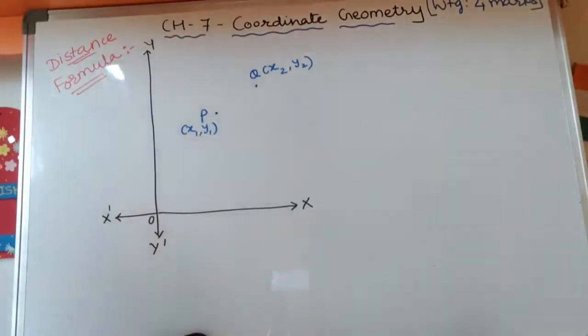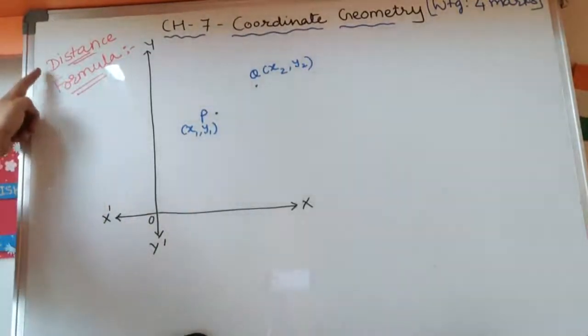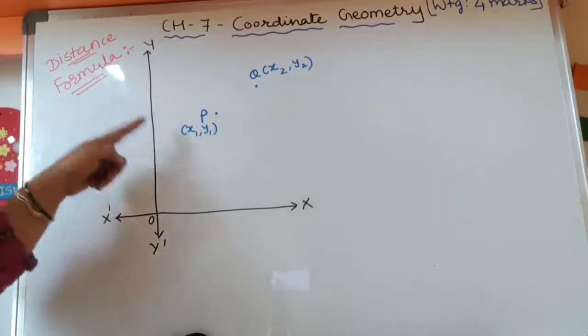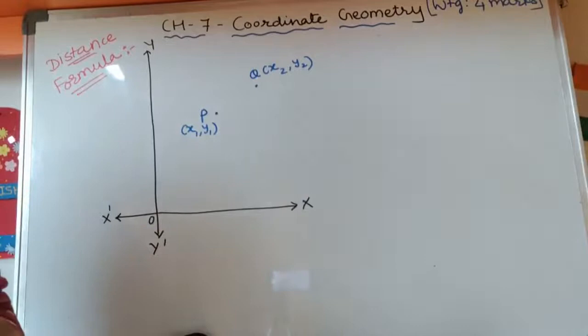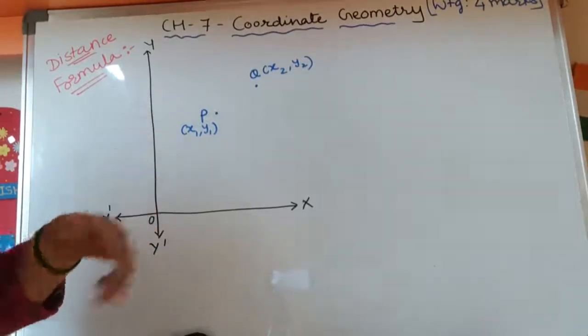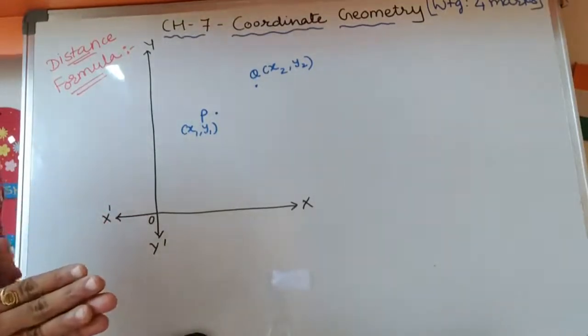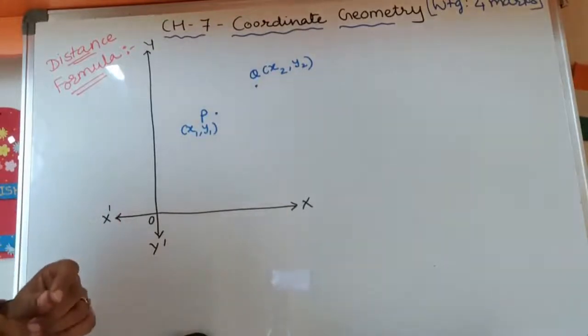Now let's talk about the first topic of this chapter. It is called the distance formula. So how to get the distance formula, I am going to show you. I just want to make clear that it is not important to only have knowledge of the formula. You should know how it comes about. If the derivation does not come in the exam then it's okay, but you should have knowledge of how we get any formula.